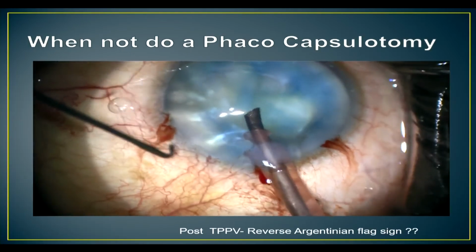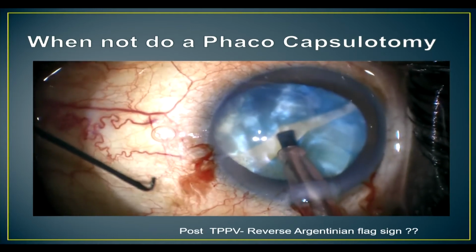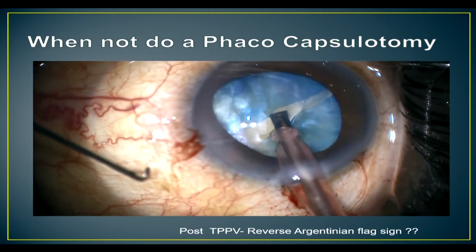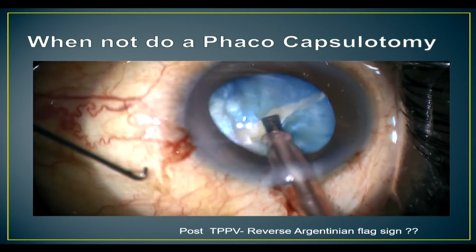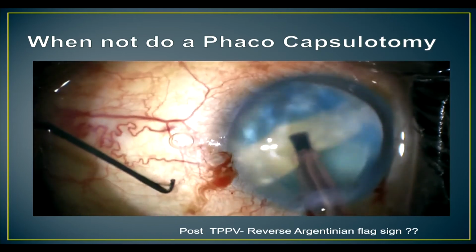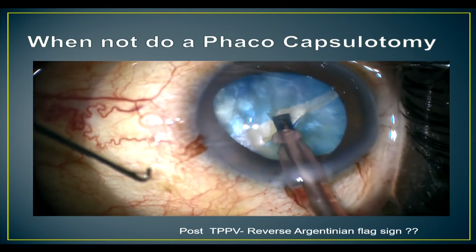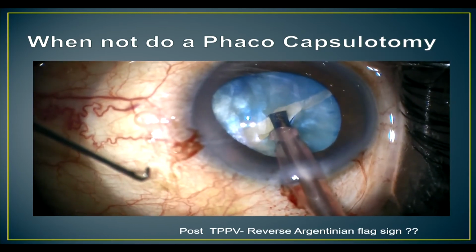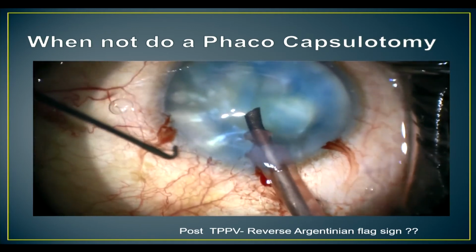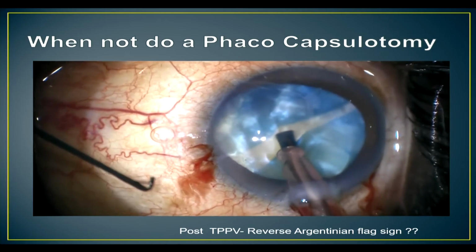Well, are there any contraindications? Now, this patient who has had a TPPV, there was sudden deepening of the anterior chamber when I introduced the phaco tip into the anterior chamber. So this phaco-capsulotomy caused a peripheral extension. Perhaps this is due to a reverse Argentinian flag sign which has recently been described.